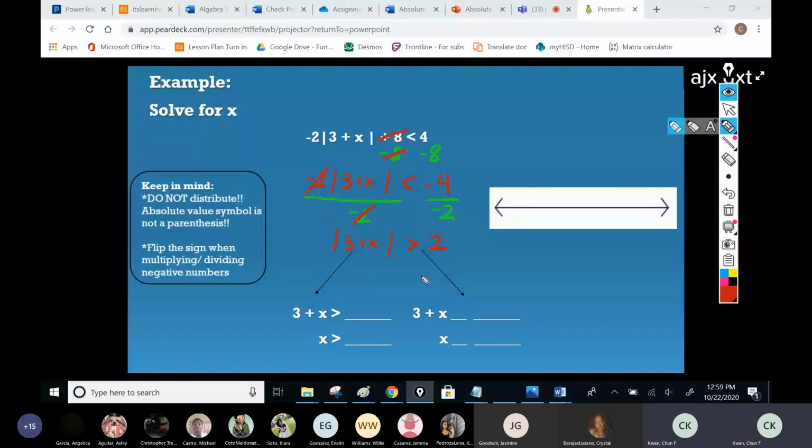And then at this point, you'll have 3 plus x greater than positive 2, and then 3 plus x less than -2. So flip the sign, make the number negative, all right? Flip the sign and then make the number negative. Okay, and then go ahead and graph it right here.